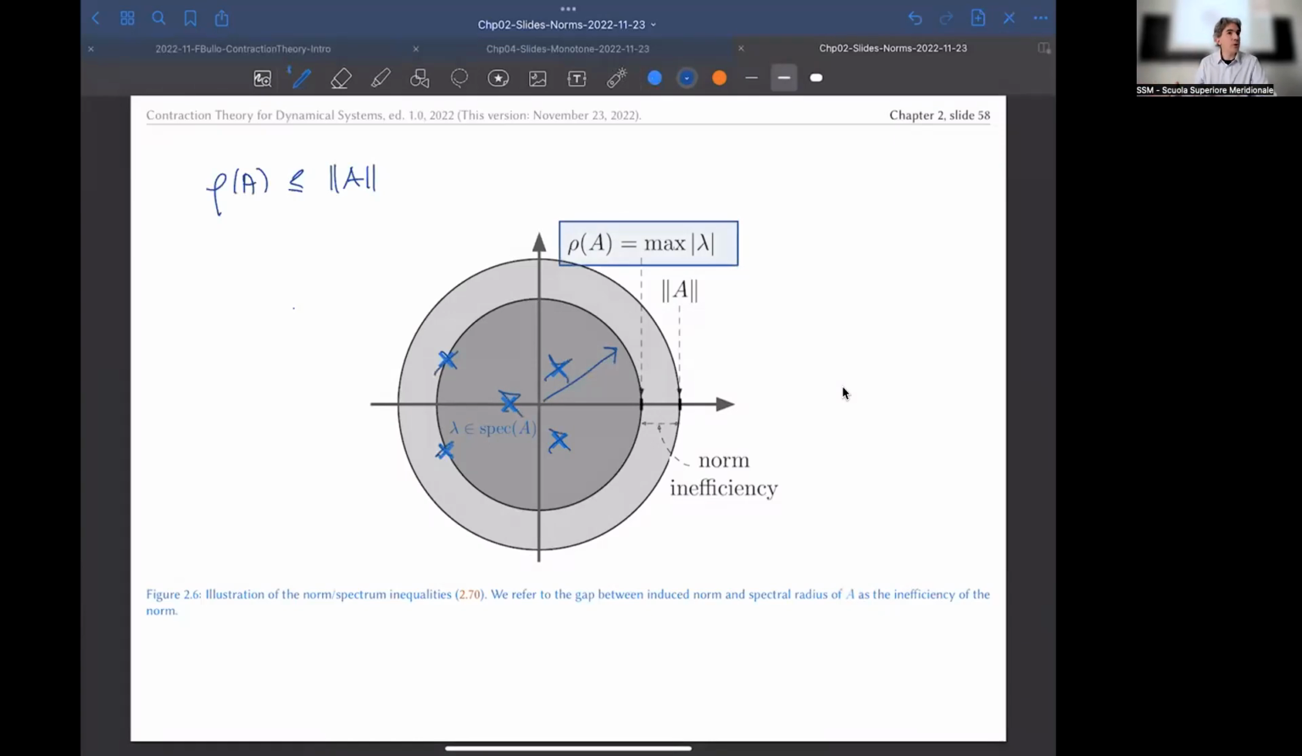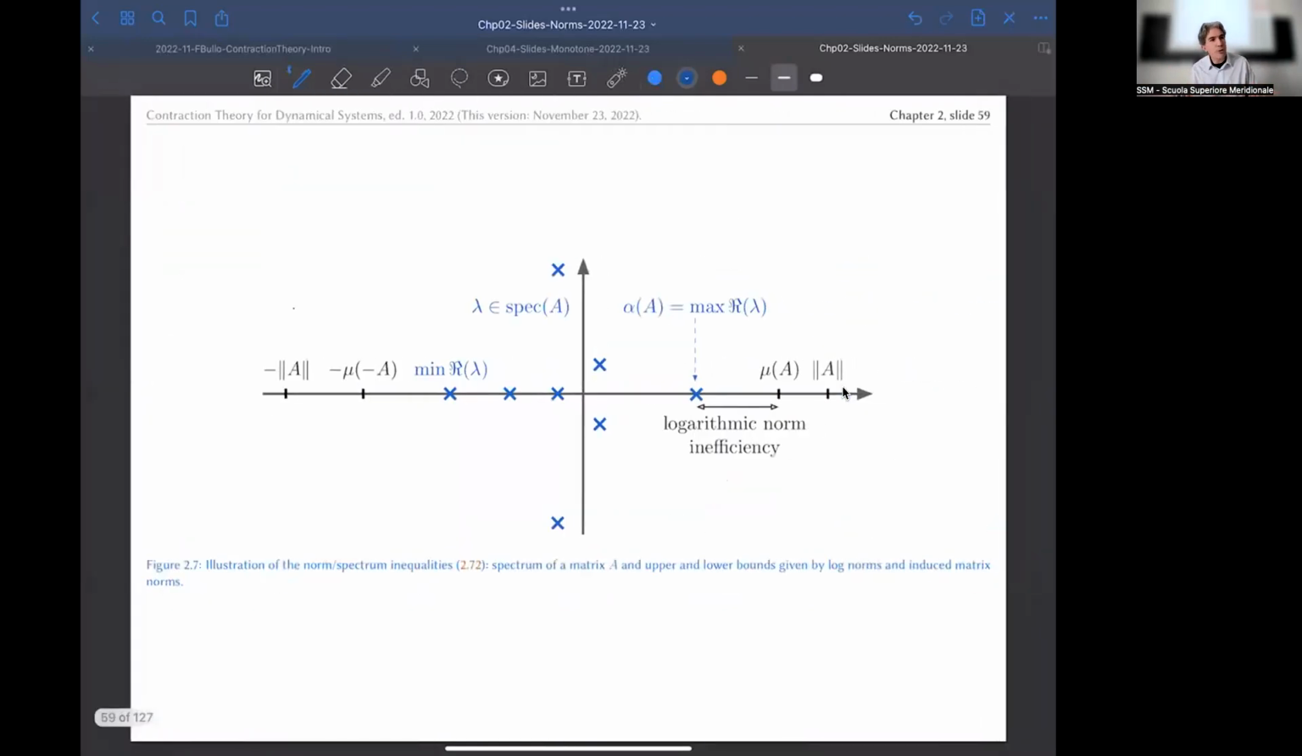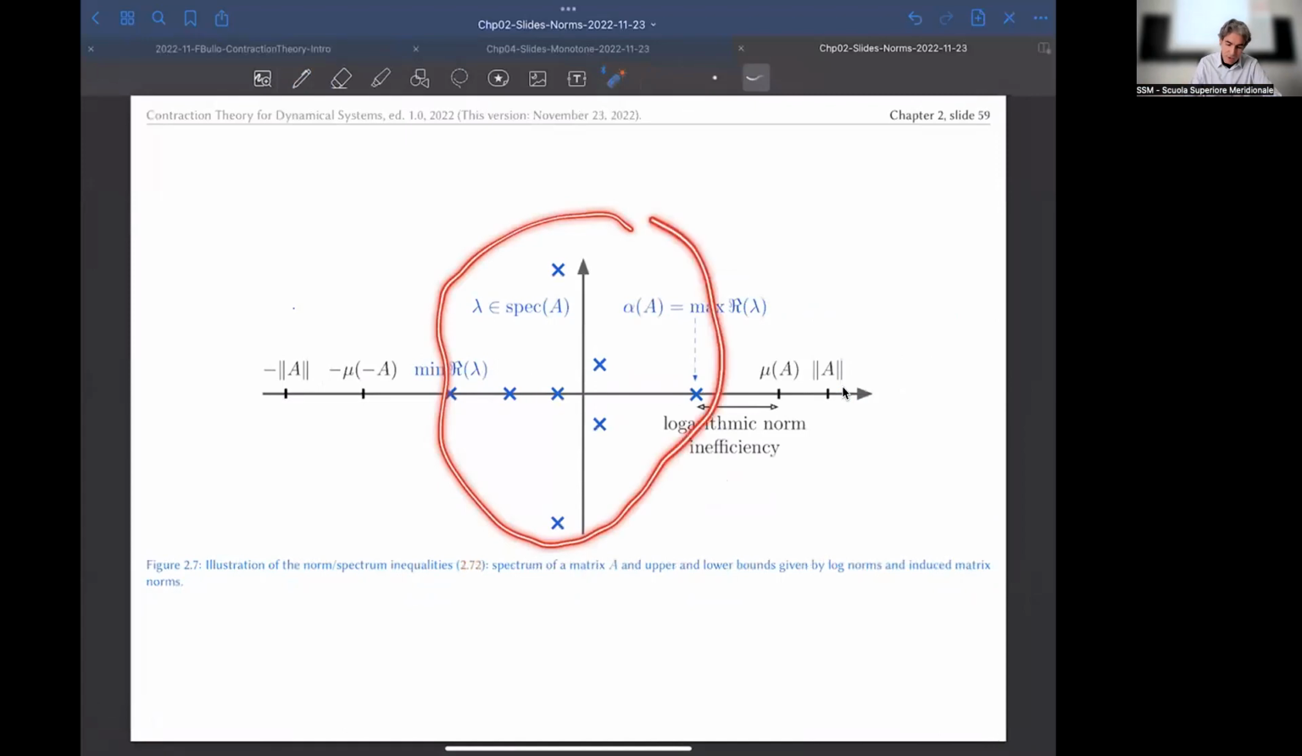This is well known. But as I mentioned to you in this chapter about induced matrix norms and induced matrix log norm, it's a parallel chapter. So for every property of the induced norm, there is a property of the induced log norm. And the property of the induced log norm, the picture is here. Here's what you do. You, again, draw in blue all of the eigenvalues of the matrix A. They're drawn as axes. This is the complex plane, right?